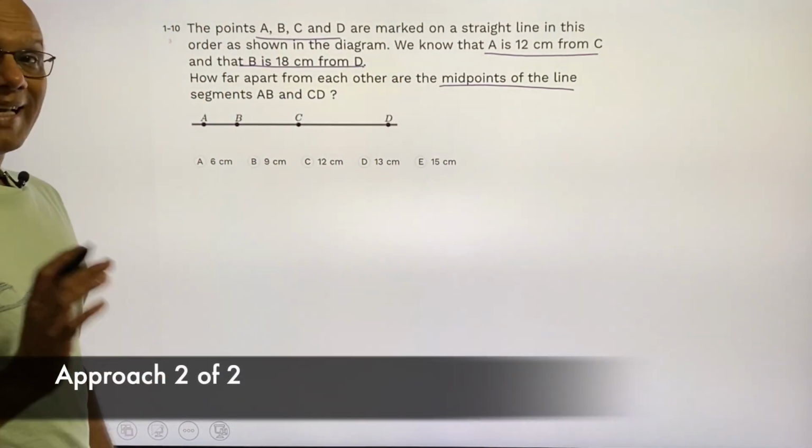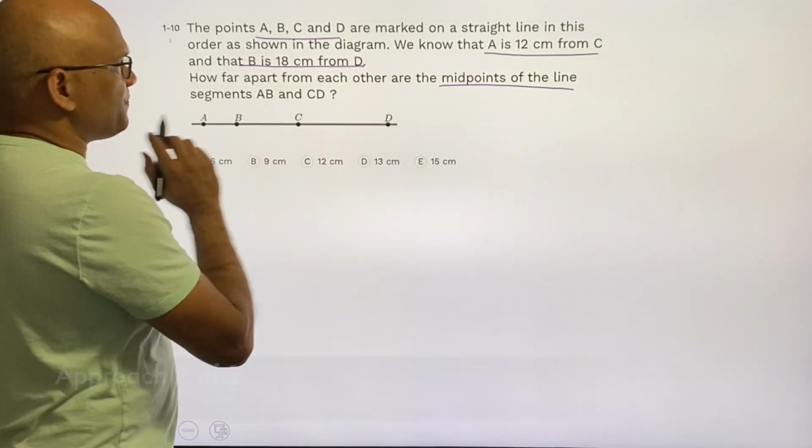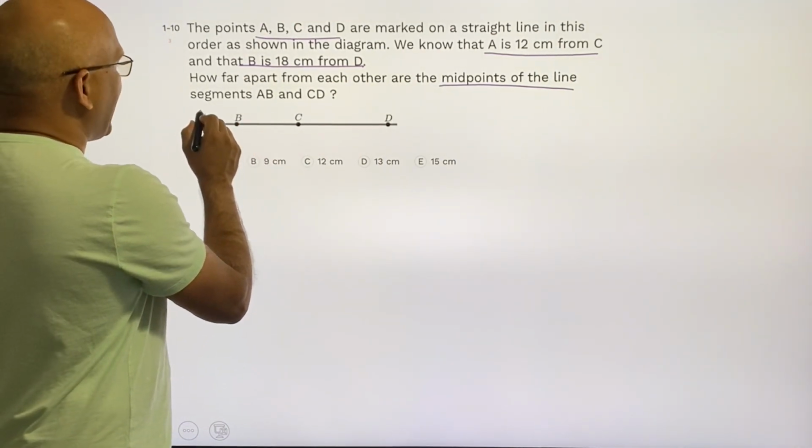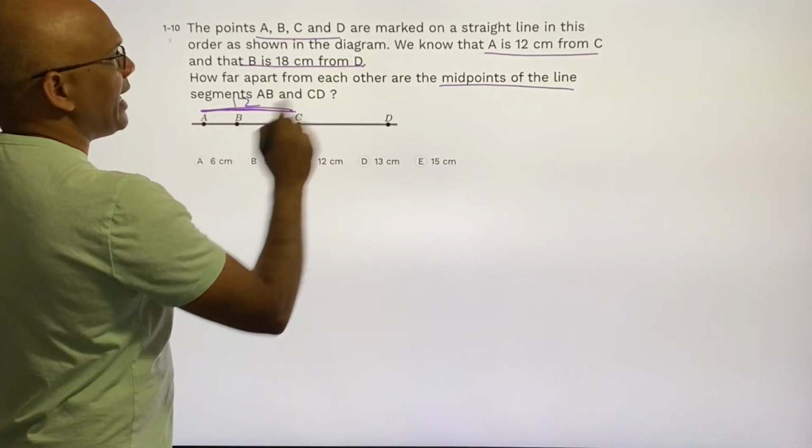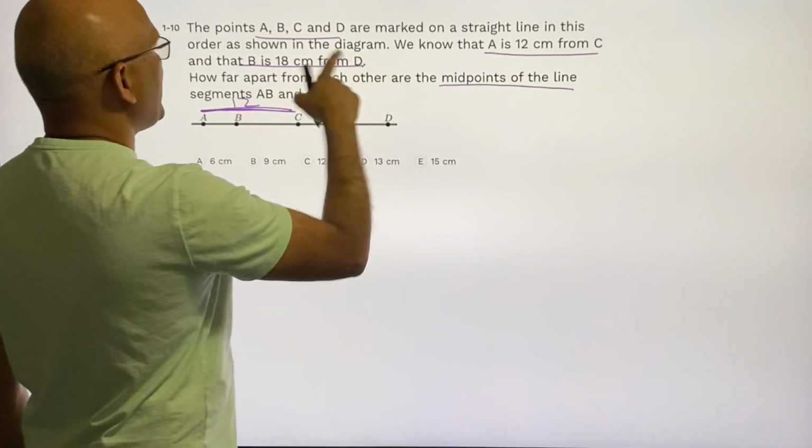All right. So there is actually another way you can quickly solve this. I'm given A to C, right? A to C is given 12, and then I'm given B to D.